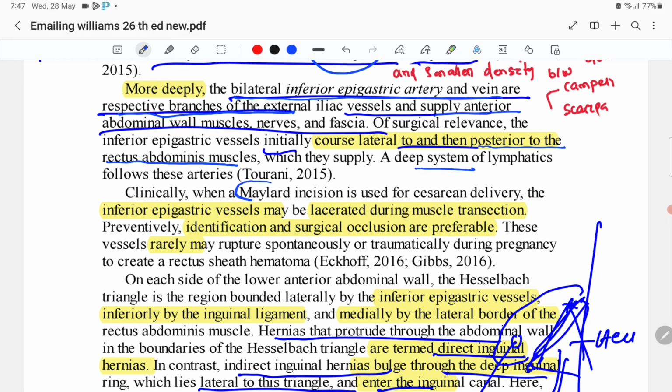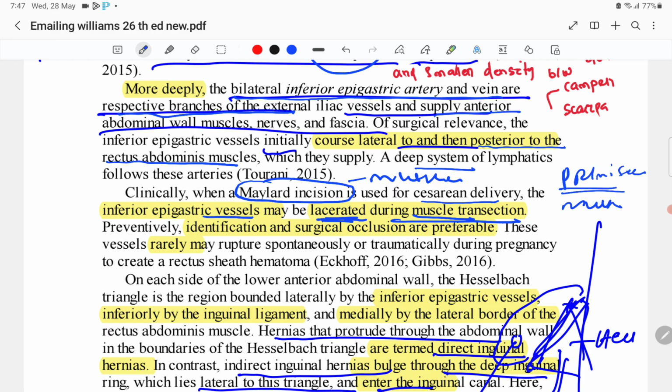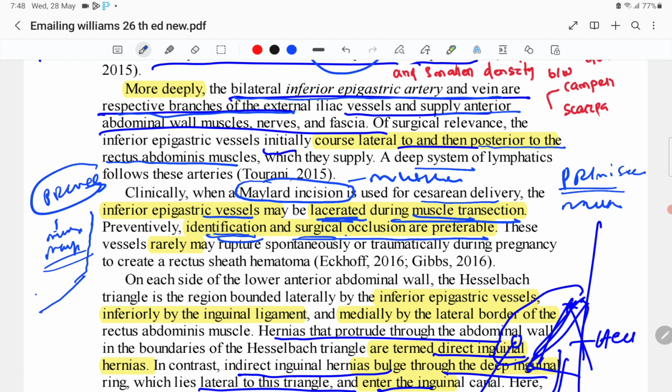Clinically, when you go for a Maylard muscle incision, a very important statement: with the Maylard muscle incision used for cesarean delivery, the inferior epigastric vessels may be lacerated. In a primary cesarean section, you will not do muscle cutting. But in a previous cesarean section, you usually go for a muscle cutting incision, that is the Maylard incision. So there will be chances of injury. Beforehand you should identify the inferior epigastric artery. It initially runs laterally, then runs posterior to the rectus abdominis muscles. So you have to be more careful, identify it, and preferably surgically occlude it.